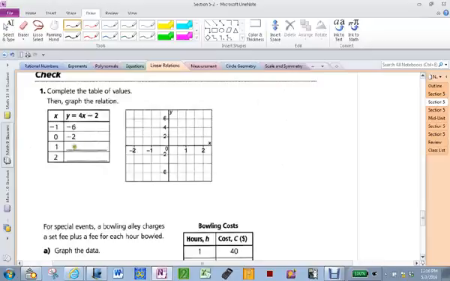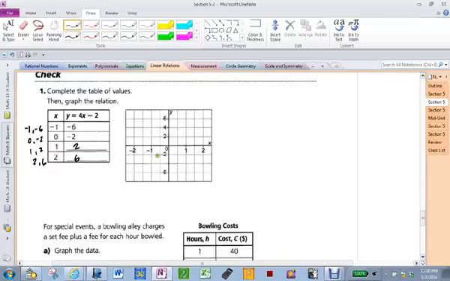What number goes here? 2. Why? Because 4 times 1 is 4, minus 2 is 2. What number goes here? 6. Because 4 times 2 is 8, minus 2 is 6. What are the points that go on the graph then? -1, -6. What is this one? 0, -2. 1, 2, and 2, 6.